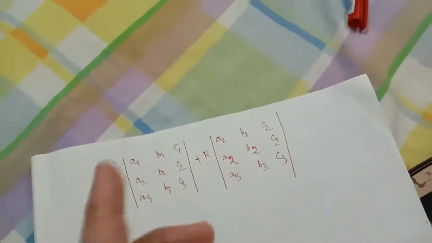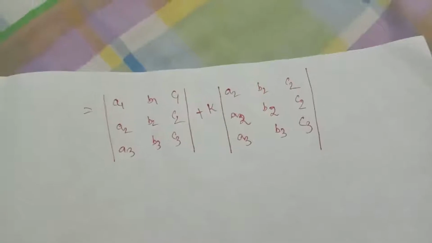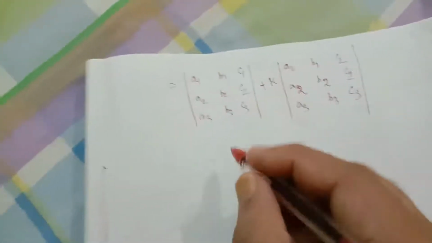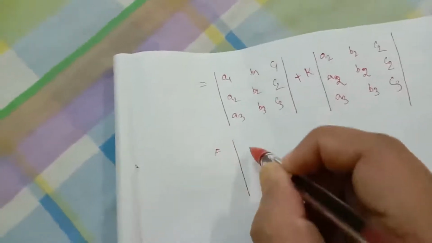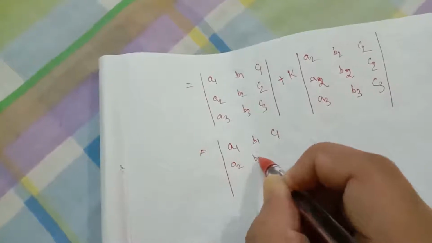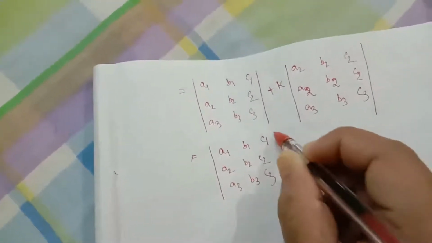We know if any two rows of a determinant or any two columns of determinant are identical, then its value will be 0. So ultimately value of this is 0. K into 0 is 0, equal to only this determinant, which is the left hand side. So this is a very important property.